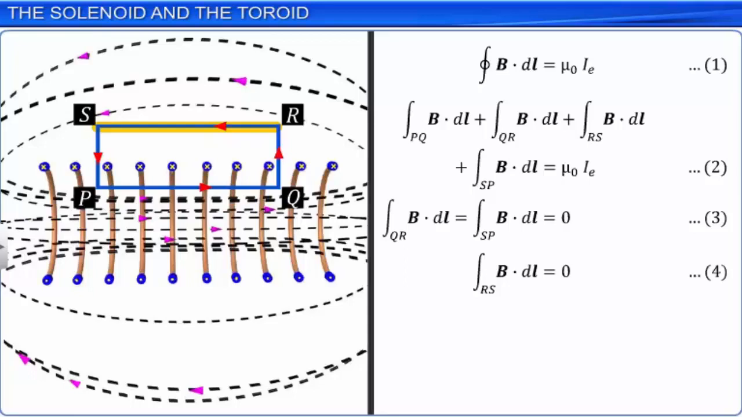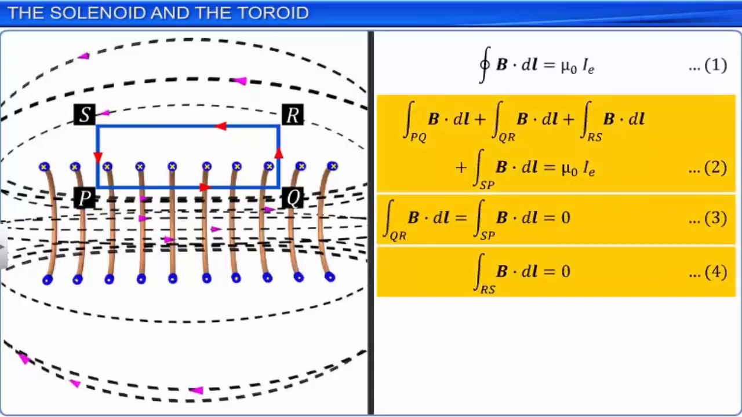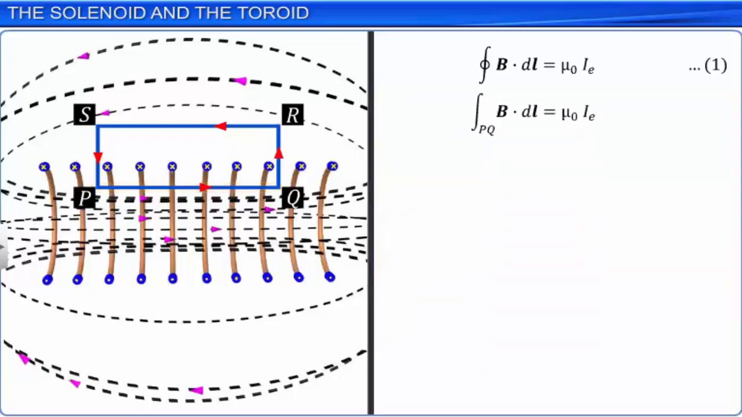On substituting equations 3 and 4 in equation 2, we get the integral over PQ of B dot dl is equal to mu naught IE. Inside the solenoid, the line segment PQ of the loop is parallel to the magnetic field due to the solenoid. Thus, the angle between the line segment PQ and the magnetic field is 0 degrees, and cos 0 degrees is equal to 1.